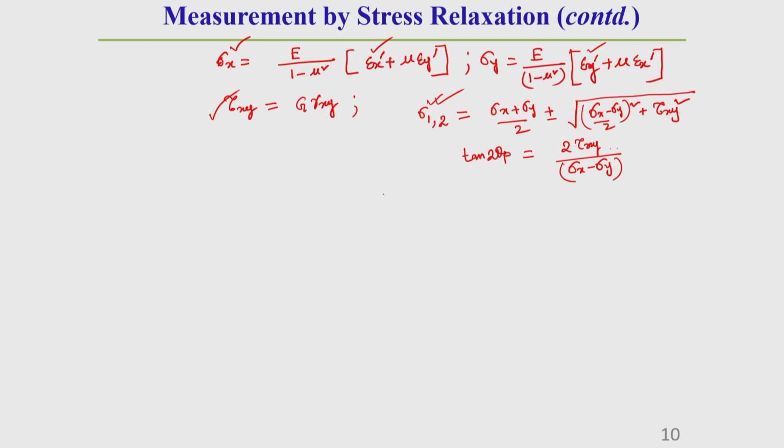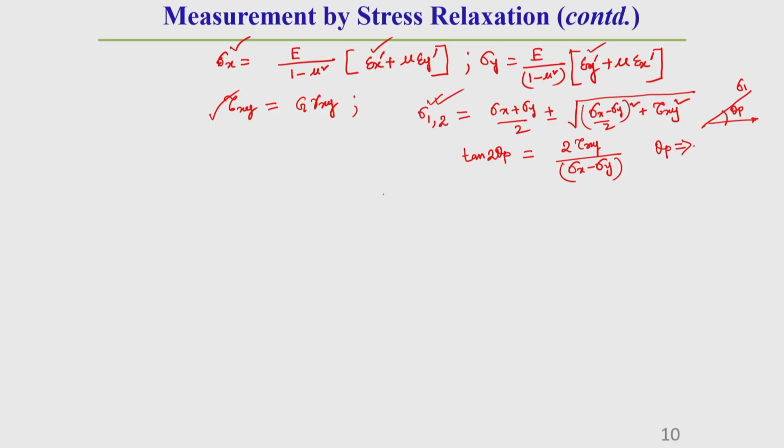This theta p is called the orientation of maximum principal stress with the horizontal axis. That means, let this be your horizontal axis. With this horizontal axis, you can easily find the principal sigma 1 or sigma 2 direction. Generally, if sigma 1 is at theta p, then sigma 2 will be at theta p plus 90 degrees. Just keep this in mind.